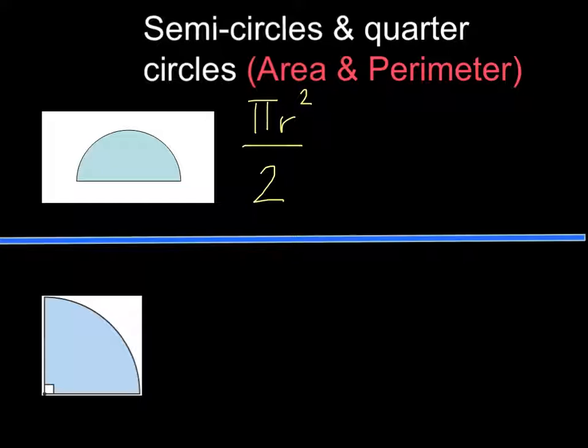It's the same for the area of a quarter circle. Area for a full circle is pi r squared, but because it is a quarter of a circle, we need to find a quarter of it, or divide it by 4. So that's when r is the radius, the distance from the centre to the outside. Just be careful that you are getting the radius measurement, not the diameter, the whole way across that full circle.